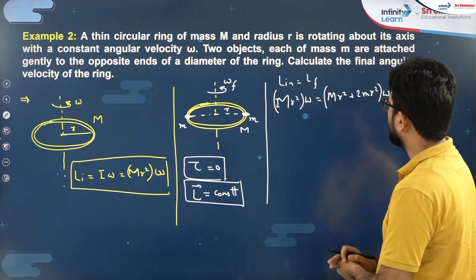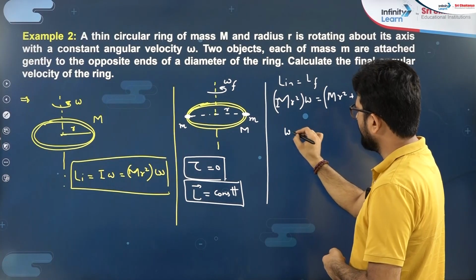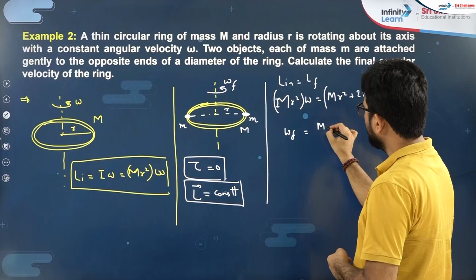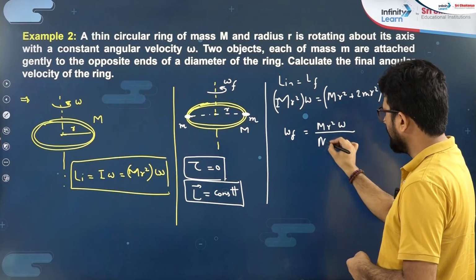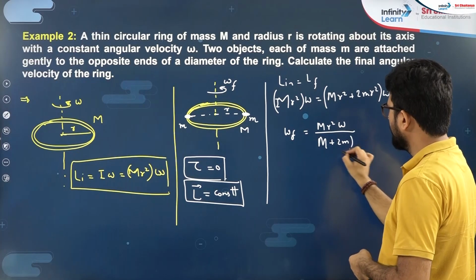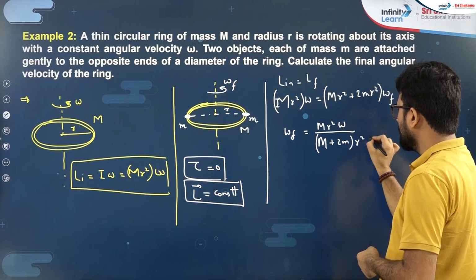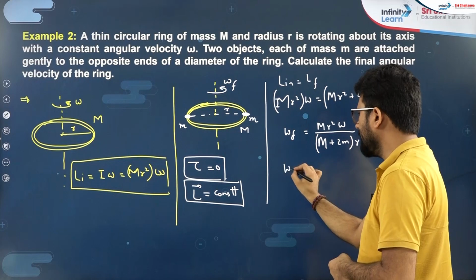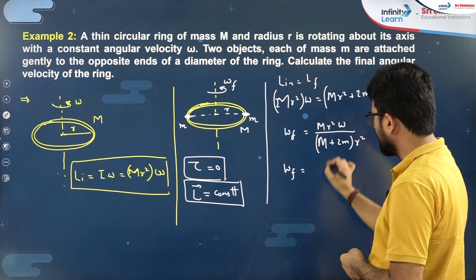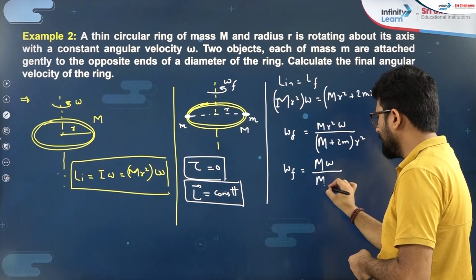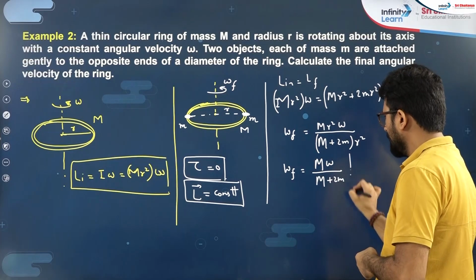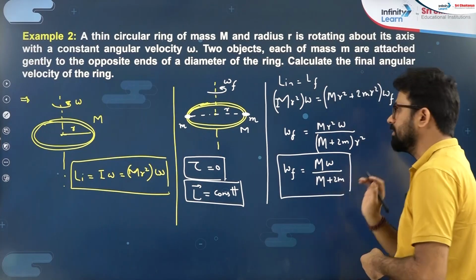Now from here we can write very simply omega final is equal to M into small r square into omega, divided by (M plus 2 small m) into r square. I have taken r square common, so r square can be removed. That means omega final is nothing else but capital M into omega divided by capital M plus 2 small m. This is the very basic thing, we have solved this problem.